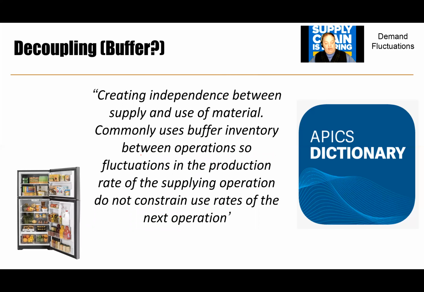Decoupling and buffer can be associated to protecting against supply and demand fluctuations. And to be unclear, the terms are very similar and depending on what you read, are used to define each other. The function of decoupling is to separate supply from demand to help optimize processes. The driver is protecting against demand uncertainty and minimize stockouts. Decoupling is a form of buffering as defined by the APICS dictionary. Creating independence between supply and use of material commonly uses buffer inventory between operations, so fluctuations in the production rate of the supply operation do not constrain use rates of the next operation.